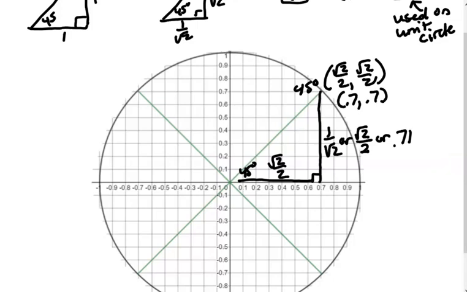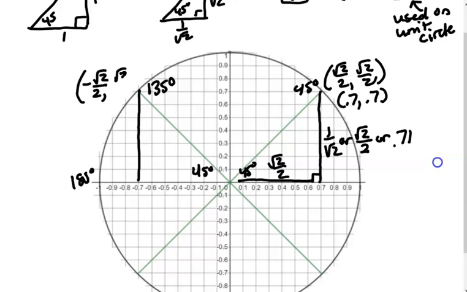Now we're going to do the same thing we did for the other quadrants. So when we do the same reference angle in quadrant 2, this would correspond to 135 degrees, because 135 plus 45 would give me 180. The only change in the coordinates is that the x coordinate becomes negative, so it's negative square root of 2 over 2, positive square root of 2 over 2.